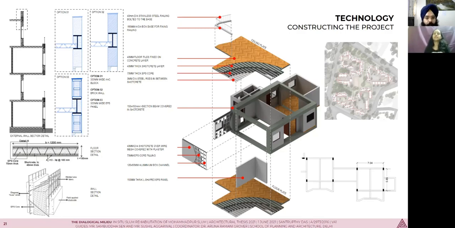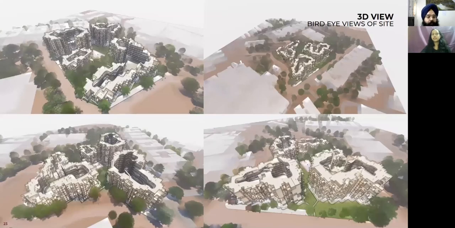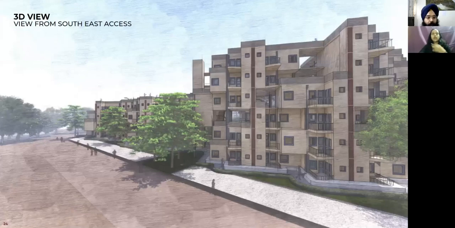Okay. And these are certain sustainability strategies that I talked of. The open plan enables natural ventilation at the site planning level, the orientation and having trees around that helps. And at the massing level, there is shading, and flat roofs also allow for better thermal comfort. Absolutely. These are certain bird's eye views of the site. And this is overall how I am expecting this place to work.